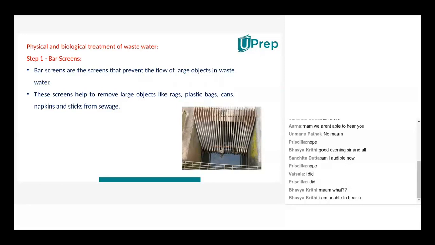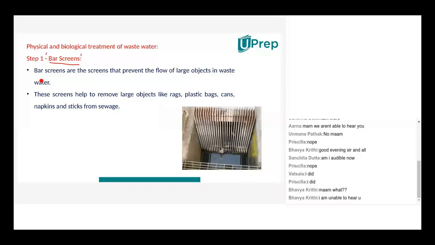Physical and biological treatment of wastewater. Bar screens. Bar screens are the screens that prevent the flow of large objects in wastewater. These screens help to remove large objects like rags, plastic bags, cans, napkins, and sticks from sewage. Correct, understood. So basically what is the function of the bar screens? What do they do, Unmana? What is the function of the bar screens?